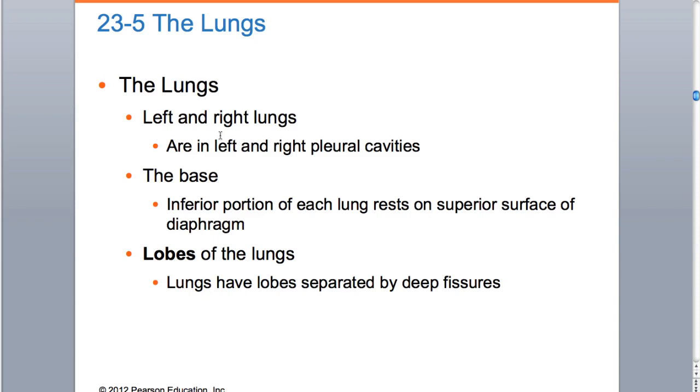So we have our left lung, right lung. They are covered by pleural cavities. This is very similar to the heart having the pericardial cavity with the pericardial sac. So lungs do have an outer covering called the pleura, and between the pleura and the lung itself is the pleural cavity. So that part is important.